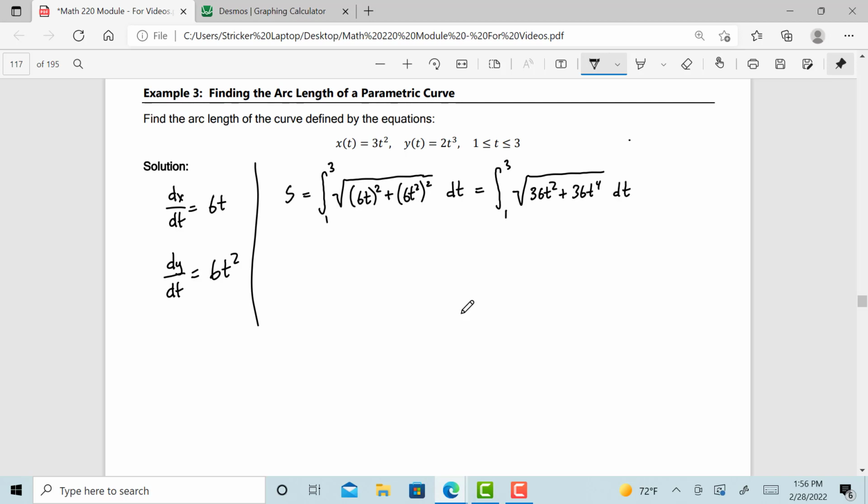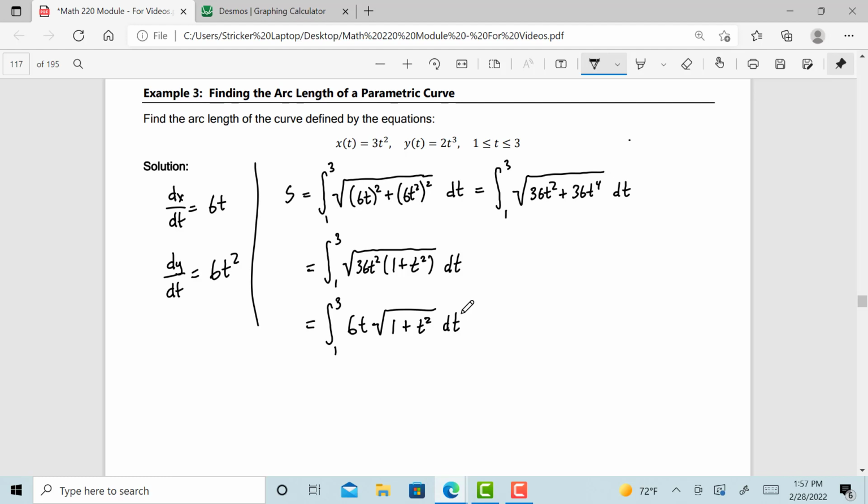And we have a GCF we can pull out of the part inside the square root, because we can pull out a 36t squared, which leaves 1 plus t squared. And then, of course, the square root of 36t squared is 6t, so we have 6t times the square root of 1 plus t squared. And that's as far as we can simplify.